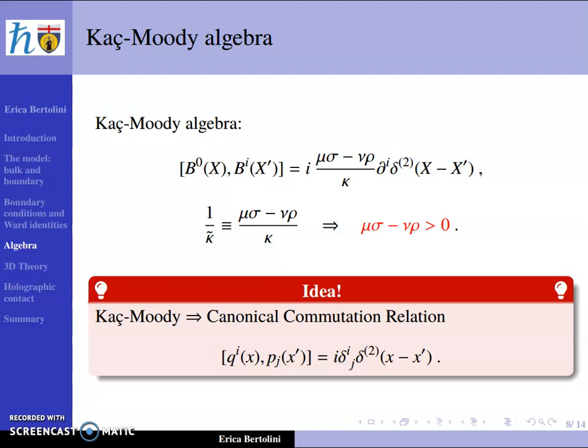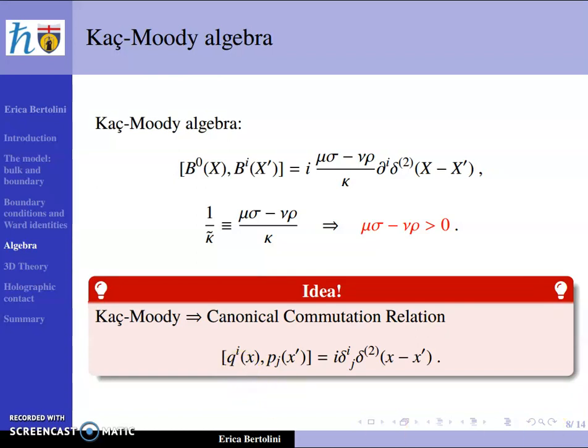So now, what do we want to do with this Kac-Moody algebra? Well, we want to rewrite it in terms of canonical commutation relations. So we can extract the canonical variables of the theory and find the dynamics of our three-dimensional theory.